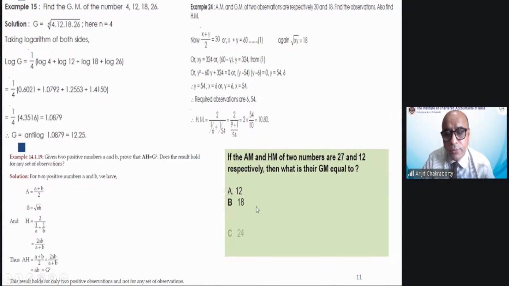Let us see the four options given. If you work it out, you will find 27 into 12, you need to find the square root because there are two numbers. So if you break it down, 27 you can write as 3 cube, and then 12 can be written as 3 into 2 square. So once you find the square root, you get 18. So the correct answer for this question will be 18. So this is also a previous question from the previous MTP.